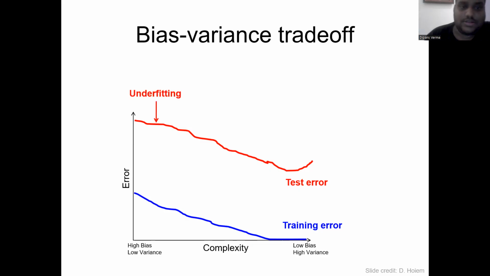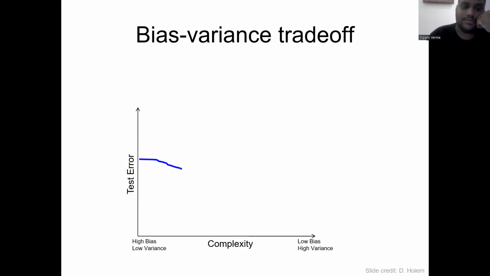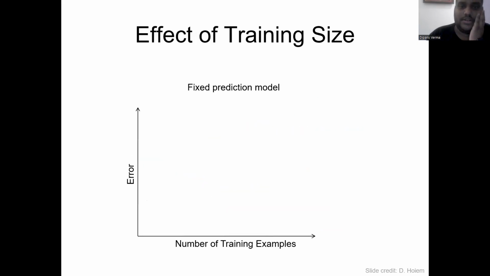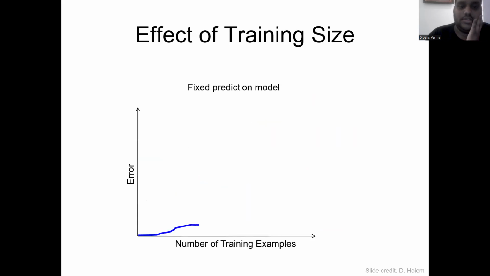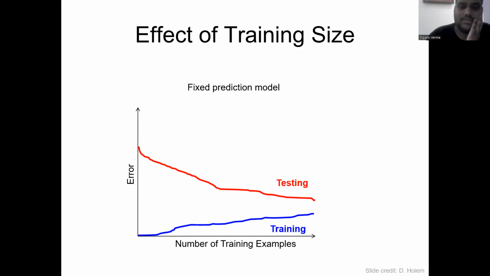So I think this is the question: underfitting. And yes, this is the underfitting problem, and this is the overfitting problem. Because in underfitting we have high bias and low variance, and overfitting is the problem where we have low bias and high variance, right? Many training examples, right? And we can consider it like this, few training examples. So the number of training examples, testing, right?